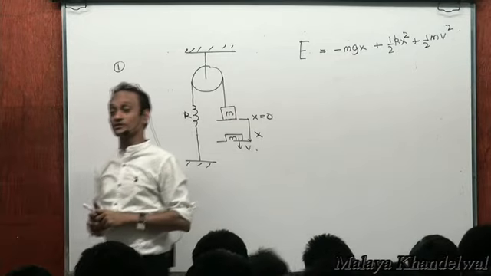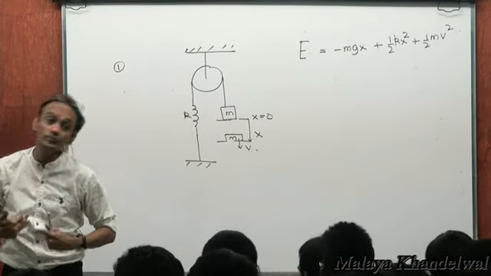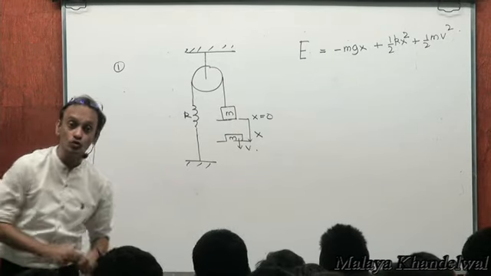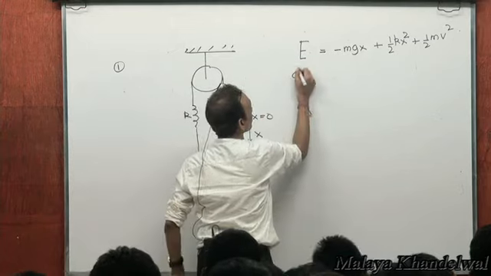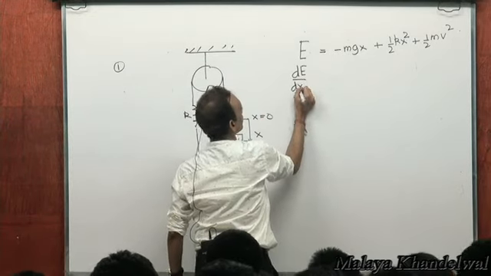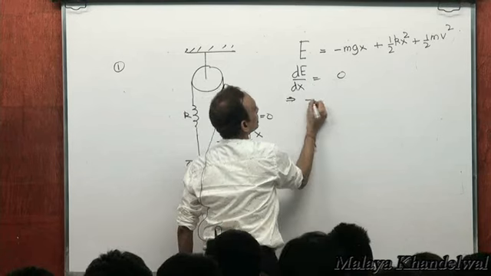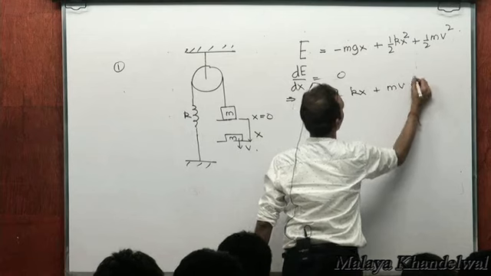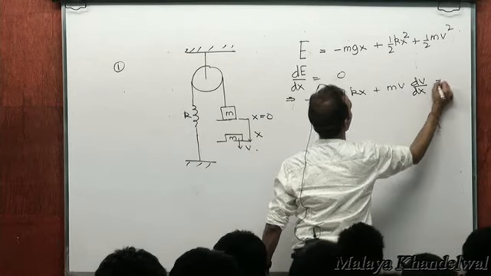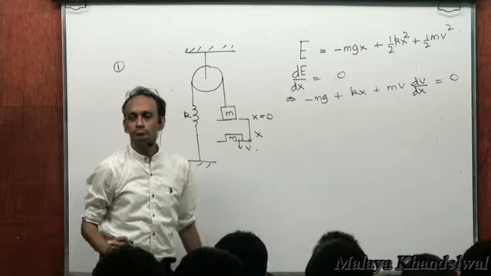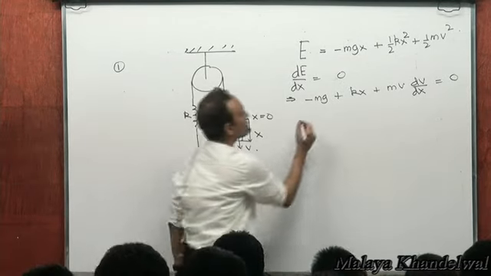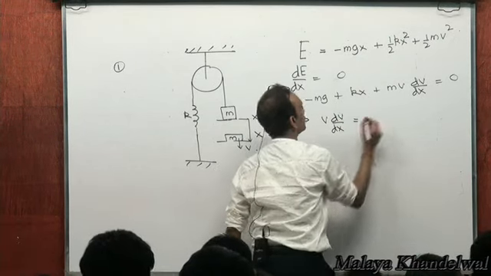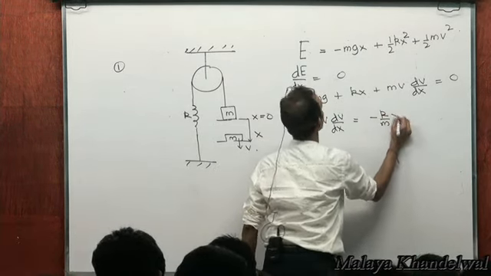That's the total energy of the system, which is not changing with x. It's going to be the same for all x. So rate of change of E with respect to x must be 0, isn't it? Or minus mg plus kx plus mv dv/dx. V dv/dx is the acceleration. This must be 0. Or we get v dv/dx as minus k by m into x plus g.